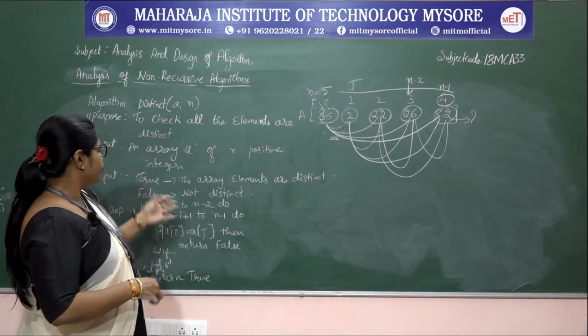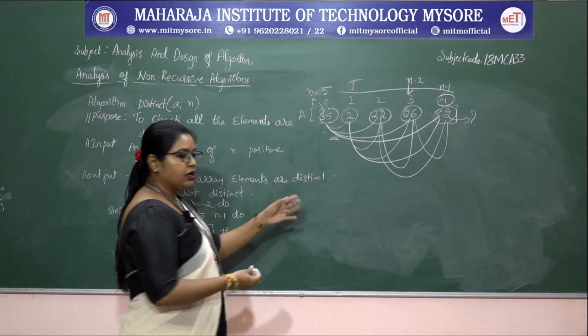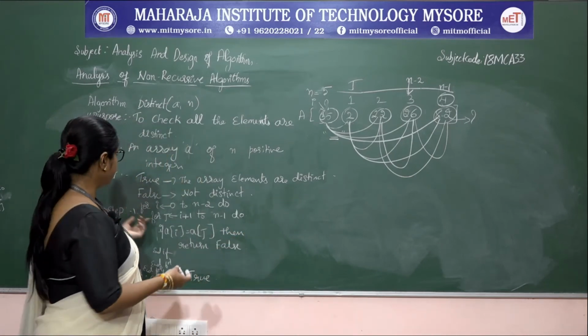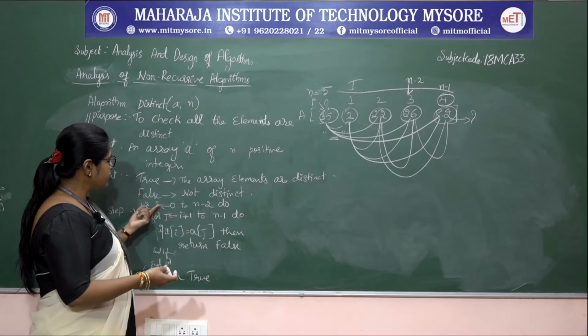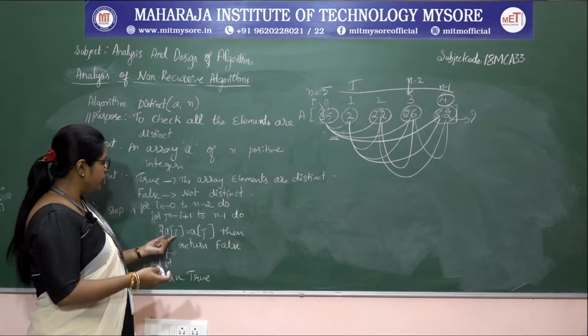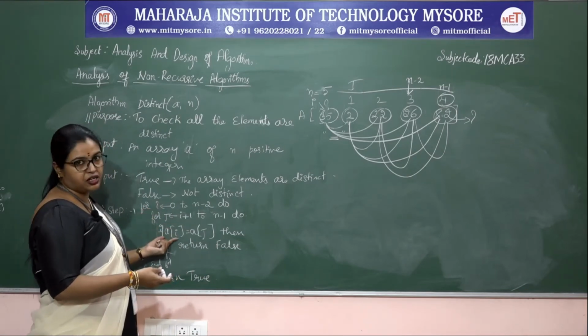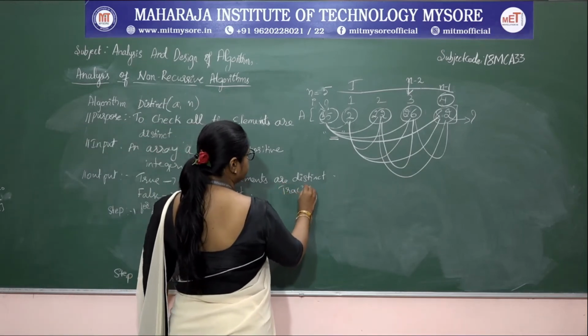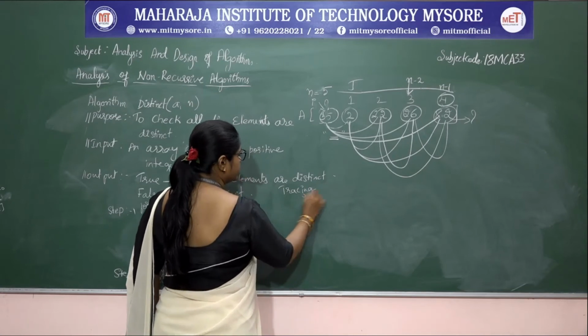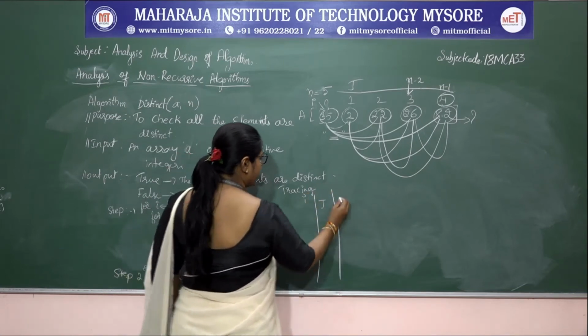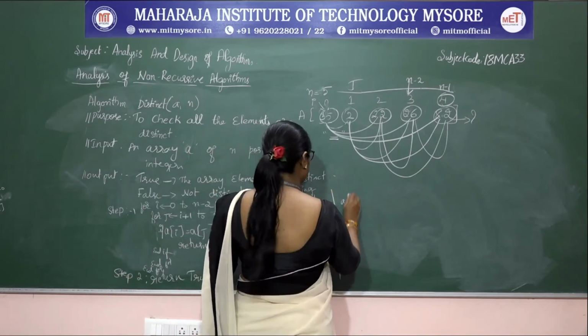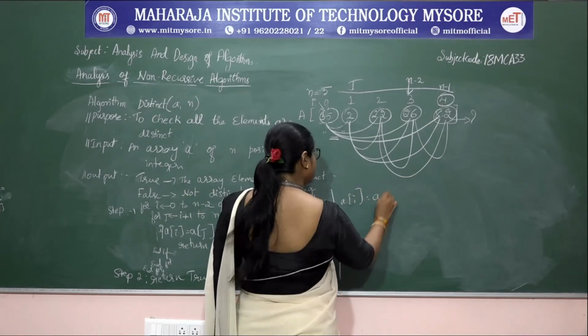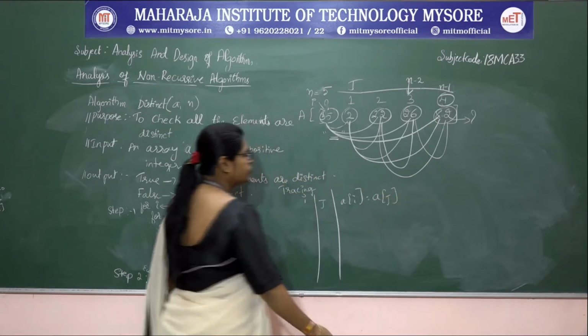Okay, so for this we can have a tracing. Here, the variable values are I and j, and for each iteration we are checking this condition. We can have 3 columns for tracing: I, j, and the if condition, a of I is equal to a of j, which we need to check.